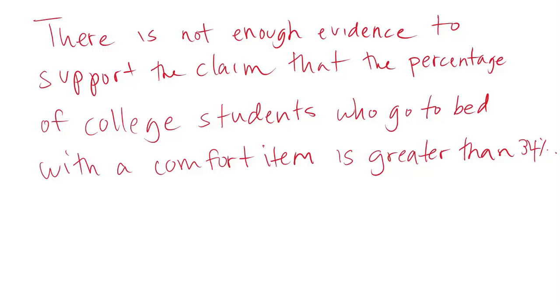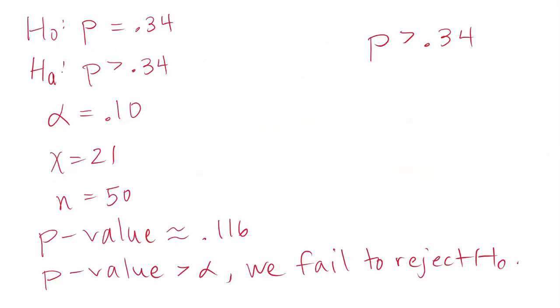I want to point out again that it's incorrect to say that we believe the null is true. The sample evidence doesn't point in the direction of the null hypothesis. 42% isn't equal to 34%. We're not saying that the null hypothesis is true. We're just saying that we're not sure that the alternative hypothesis is true. The null hypothesis is at least believable, and so we're not willing to reject it.